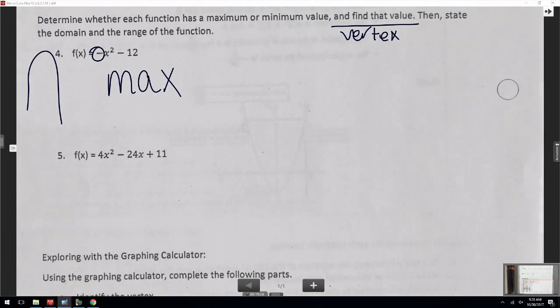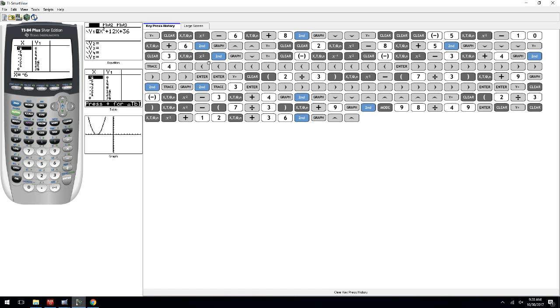You got your calculator? Alright, let's grab our calculator. We're going to go to y equals. If it's got anything in y equals, we're going to clear it out. And then we're going to type in our function. Negative, hit the negative down by the 3, not the subtract, okay? X squared, and then subtract 12. Is everybody okay so far? Alright, so we hit graph.